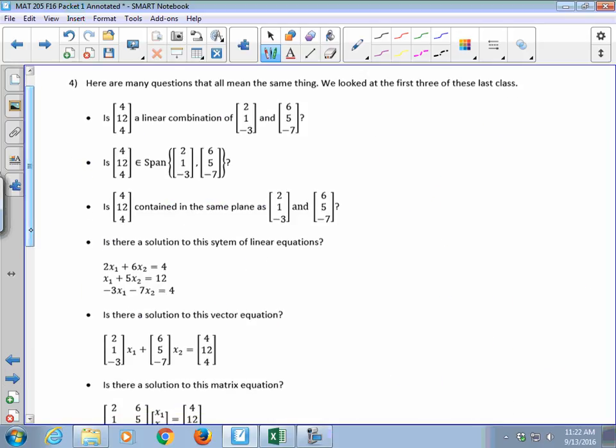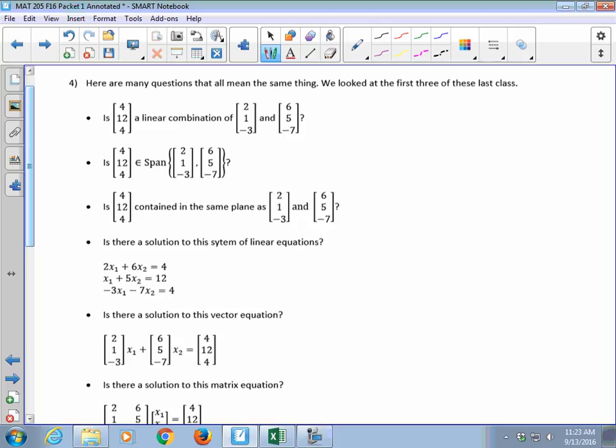Okay, so here are many questions that all mean the same thing, just because they use vocabulary words that we've been learning that are synonymous. Linear combination and span, really closely related, right? Is 4, 12, 4 a linear combination of 2, 1, negative 3, and 6, 5, negative 7? Same thing as asking, is 4, 12, 4 in the span of 2, 1, negative 3, and 6, 5, negative 7? Because the span of a set of vectors is the set of all linear combinations of those two vectors.